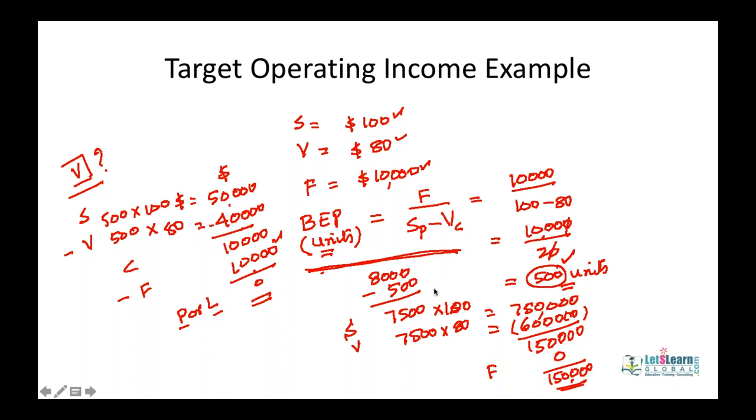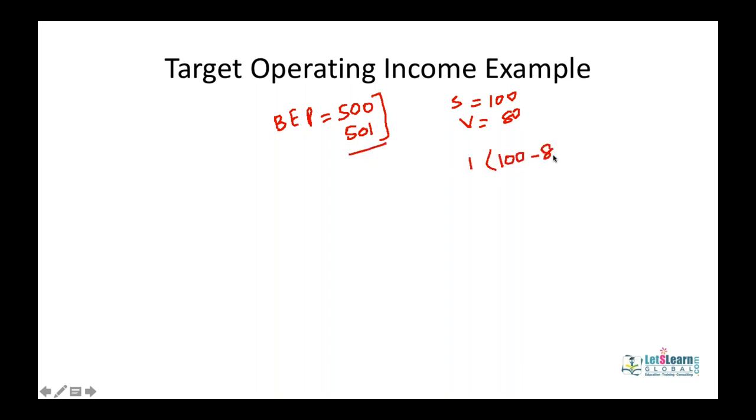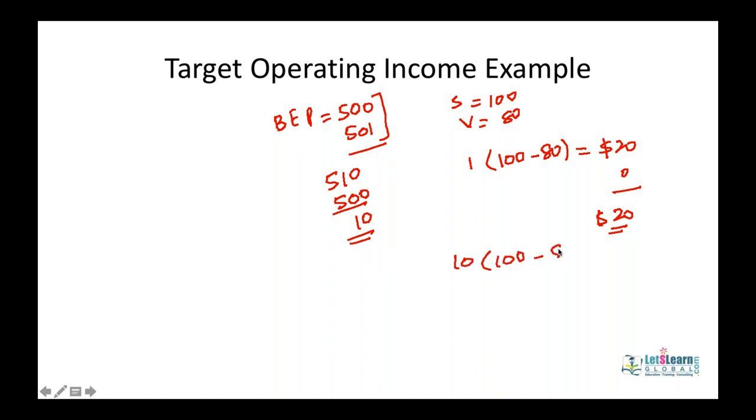So once you reach break-even point, any additional unit you sell will give you a profit. Any additional unit. Let me give you the same example. You calculated break-even point of 500 units. Remember that selling price was $100 and variable cost was $80. You sold 501 units. You sold one unit extra. So one unit times 100 minus 80, you are getting an additional $20. No fixed cost. Therefore, $20 is profit. You sold, say, 510 units, 10 units above break-even point. 10 units times selling price minus variable cost. So your profit is going to be $200 because there is no fixed cost to recover.